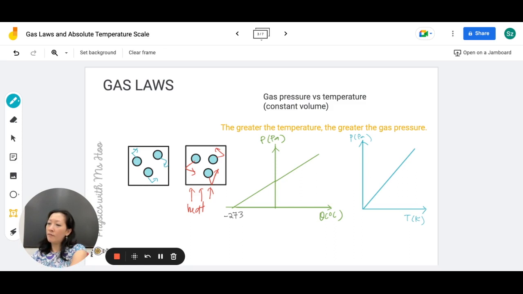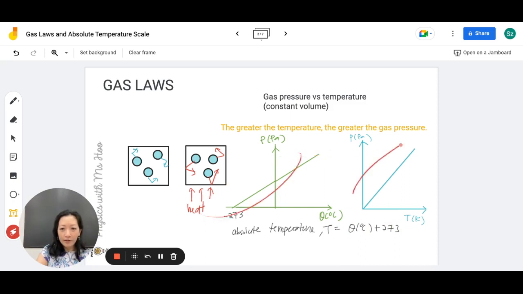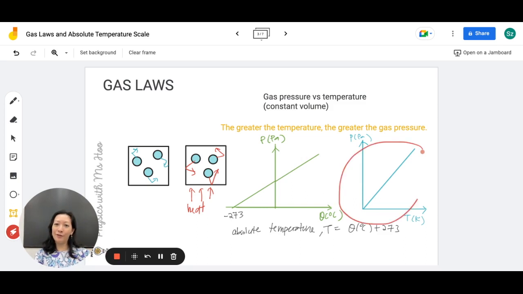So I'll just write that down for your quick reference over here. T, which is absolute temperature, measured in Kelvin. You take the theta in degrees Celsius and add 273. And that's how we shift this graph from here to here. And in physics, we like this kind of graphs. We're like, ooh, it looks so pretty. Now it starts from the origin.